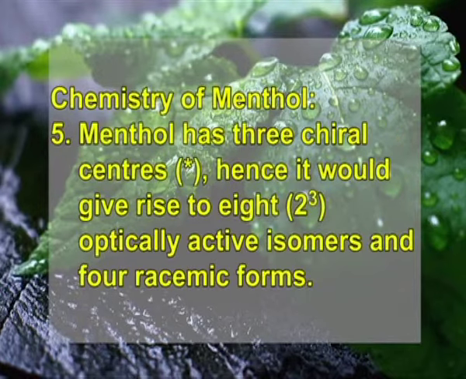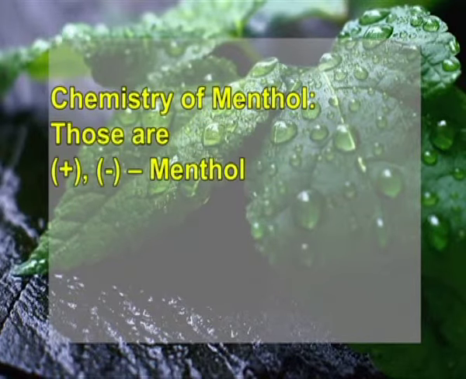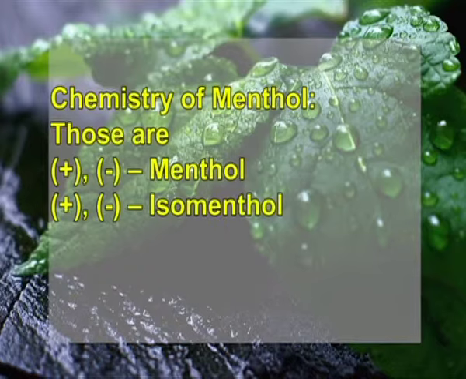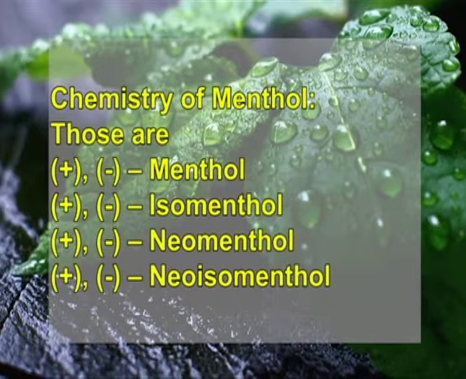Menthol has 3 chiral centers, hence it would give rise to 8, that is 2 to the power 3, optically active isomers and 4 racemic forms. Those are levo and dextrorotatory menthol, levo and dextrorotatory isomenthol, levo and dextrorotatory neomenthol, levo and dextrorotatory neoisomenthol.